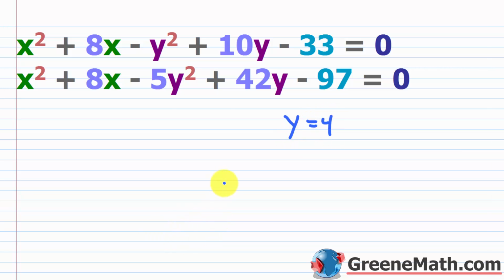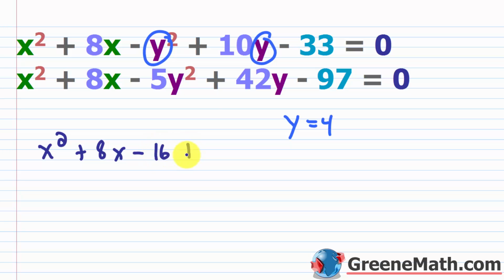All right, so I'm just going to plug into the top equation. I'm going to plug in a 4 here and here. So I would have x squared plus 8x, and then minus, what's y squared? Well, I'm plugging in a 4. 4 squared is 16. And then you have plus 10 times 4, which would be 40. And then minus 33 equals 0.